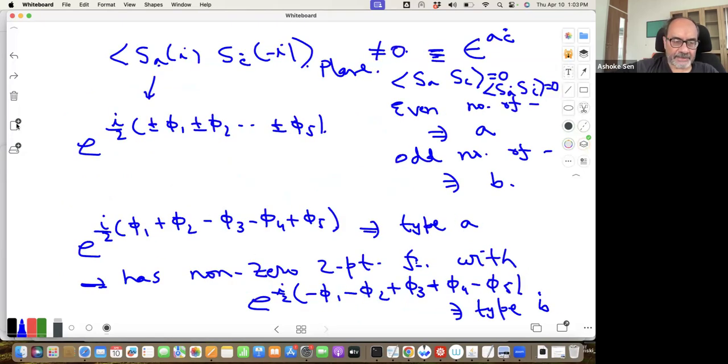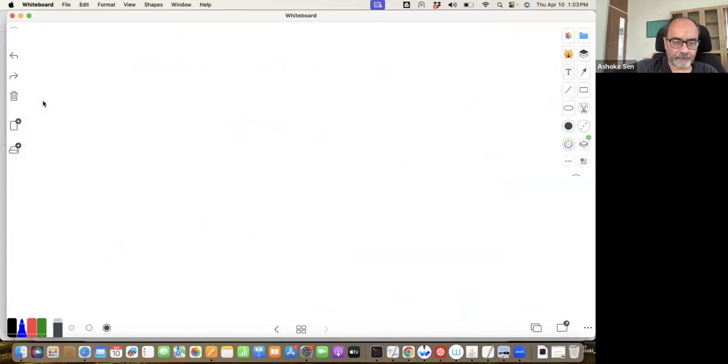So the net upshot of this is that in the effective action, now we can, right? So the effective action in the presence of the brane.